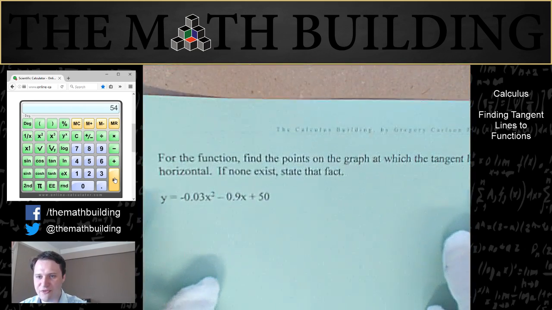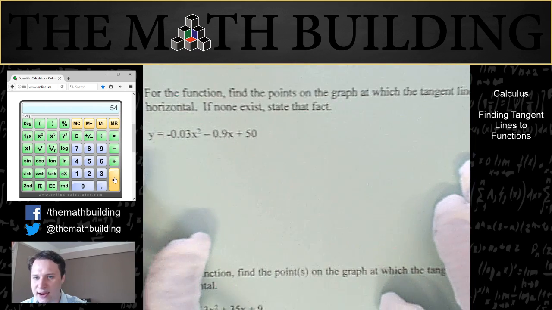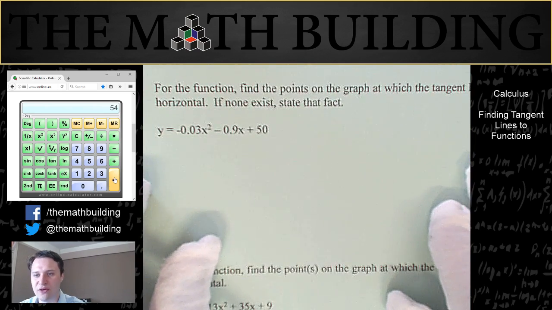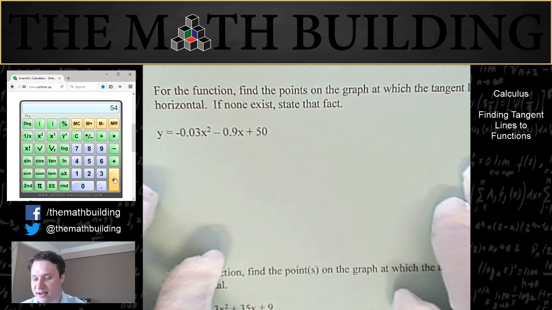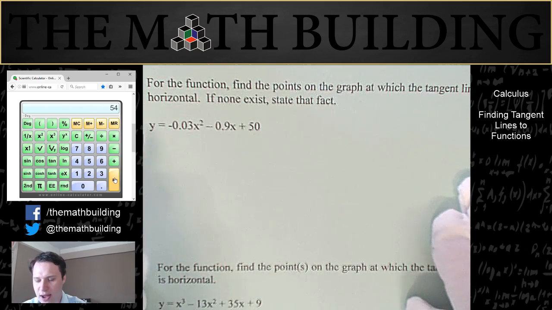It says here, for the function, find the points on the graph at which the tangent line is horizontal, or if none exists, then state that fact. So this is a really, really important one. You see that we have a parabola.